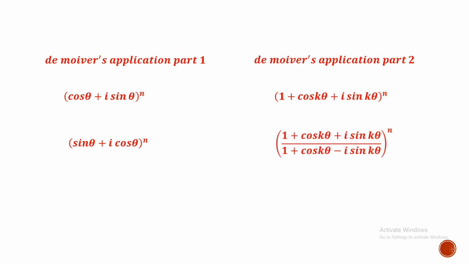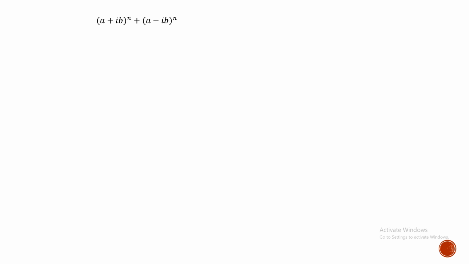And in this part 3 we are going to see how to simplify (a plus ib) the whole power n plus (a minus ib) the whole power n. Let's go into the problem. This is our main goal, how to simplify (a plus ib) the whole power n plus (a minus ib) the whole power n.